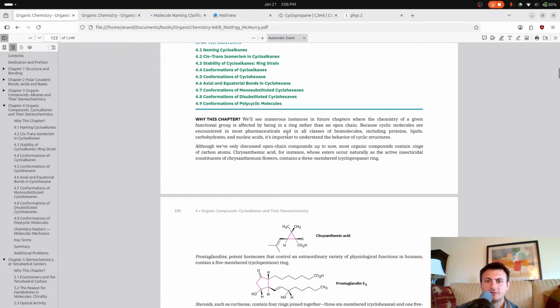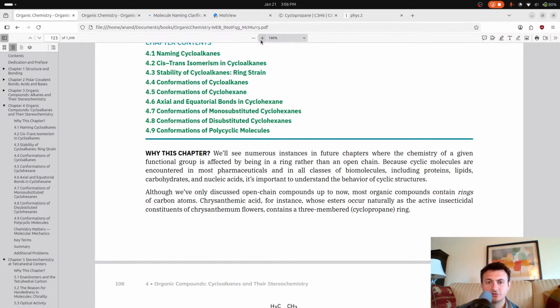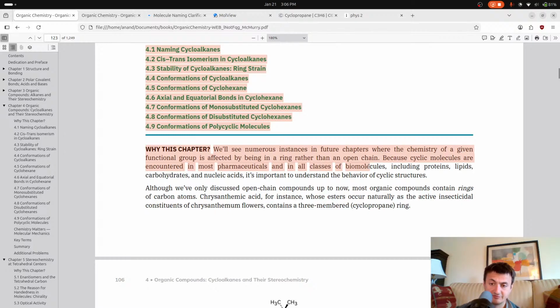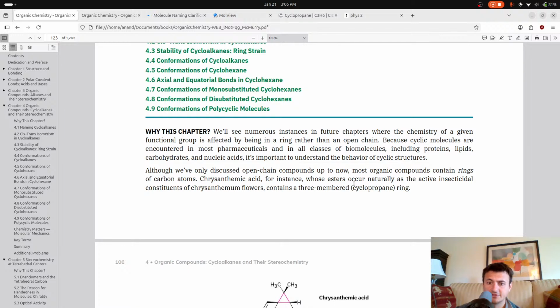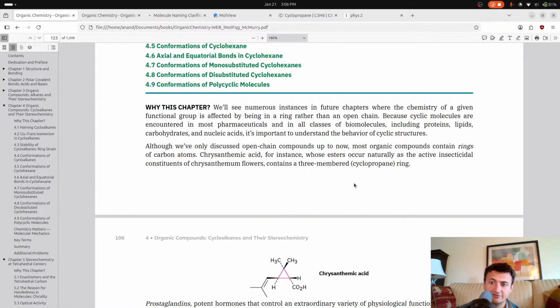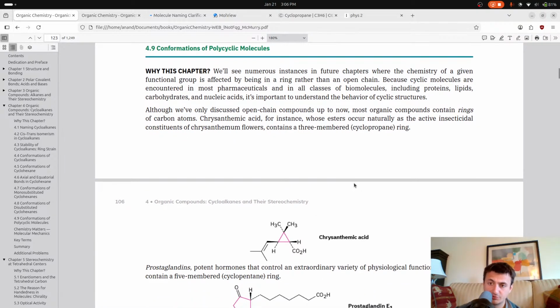All right. We'll see numerous instances in future chapters where the chemistry of a given functional group is affected by being in a ring rather than an open chain. Because cyclic molecules are encountered in most pharmaceuticals and in all classes of biomolecules, including proteins, lipids, carbohydrates, and nucleic acids, it's important to understand the behavior of cyclic structures. Although we've only discussed open chain compounds up till now, most organic compounds contain rings of carbon atoms. Chrysanthemic acid, for instance, whose esters occur naturally as the active insecticidal constituents of chrysanthemum flowers, contains a 3-membered cyclopropane ring.